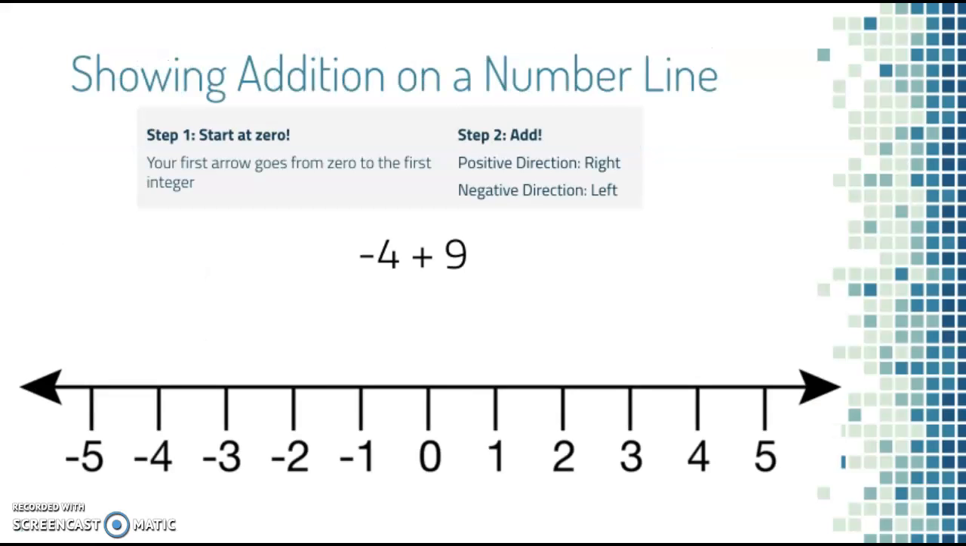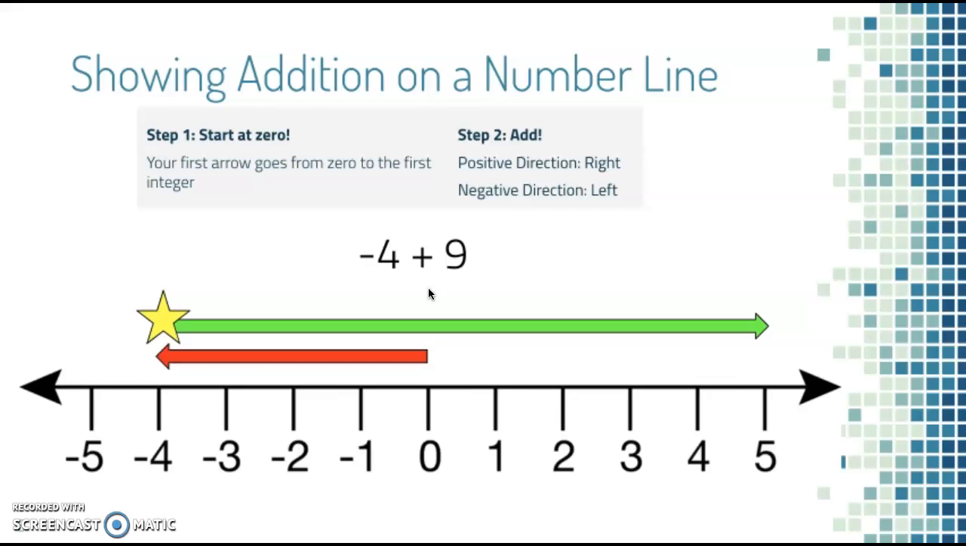We're also going to review how to show addition on a number line. For this problem here, -4 plus 9, we always want to start at 0. That is always our starting point. From there, we're going to go to our first integer. You'll notice that your first integer is negative, so our arrow is going to go to the left, or a negative direction, 4 steps. We're going to start the next arrow where that arrow ended up, and now we're going to go in a positive direction 9 steps. So our next arrow will look like that.